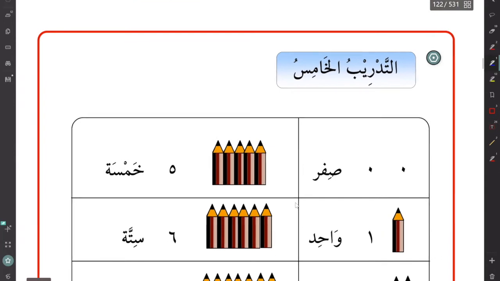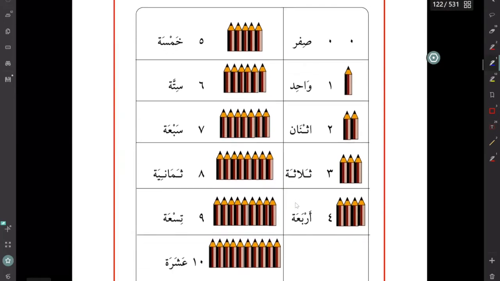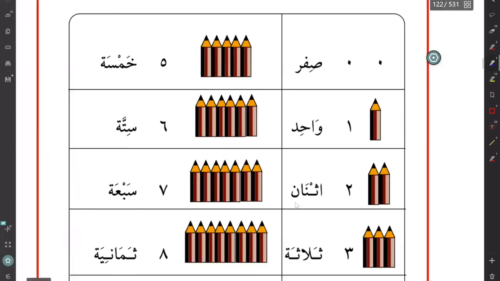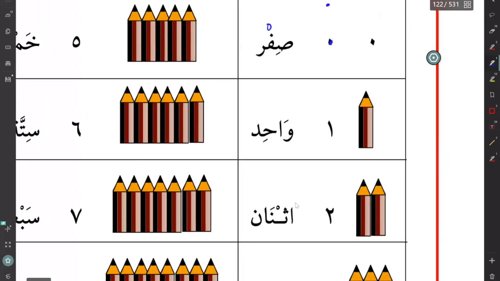Now we have tadrib al-khamis, the fifth exercise. This is where they're teaching you the numbers. Okay, so starting with sifr. Sifr is what? Zero. Okay, that's zero, and this is how you write zero in Arabic. Just a dot. You can just put a dot, and that's zero. And wahid, you also have to know how to write it in number as well. You also have to know how to write both the spelling, wahidun. You also need to know how to write it.